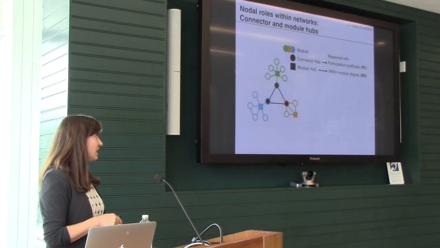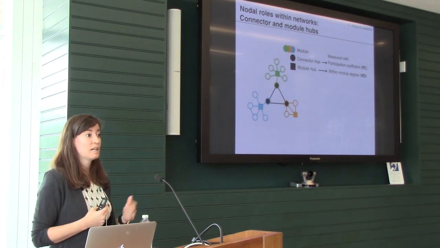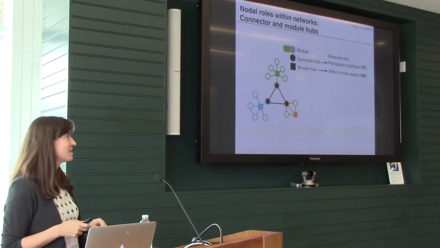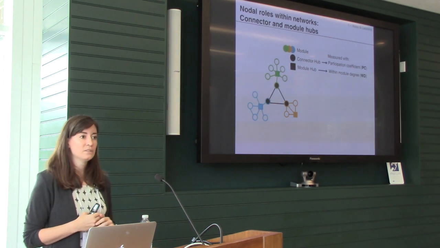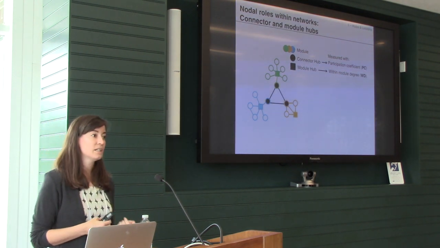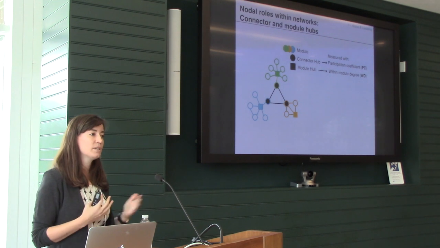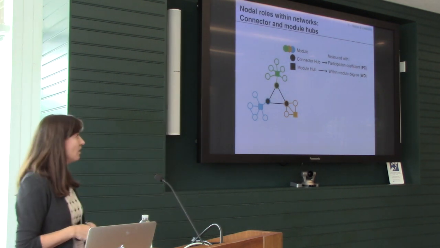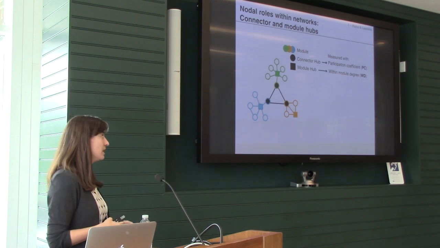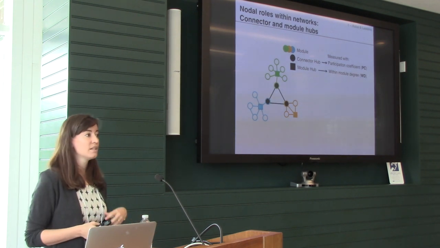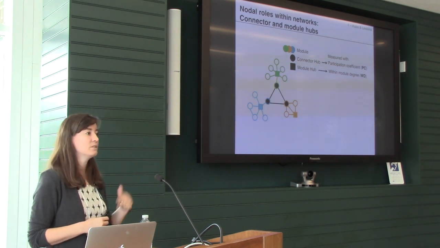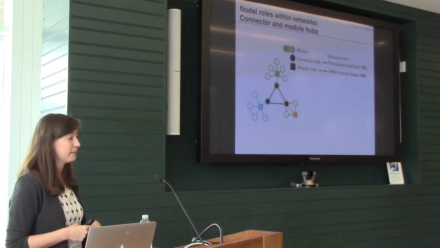So you might imagine that these different nodes may have varying types of importance. If we take the analogy to the air transportation network, an airport like the one in St. Louis, St. Louis-Lambert, might be considered a module hub. It has a lot of flights within the United States, but relatively few international flights. Whereas an airport like Chicago O'Hare may be considered more of a connector hub. It has a lot of international flights, and often if I want to travel to a further location, I need to go from St. Louis to Chicago first to be able to get there.